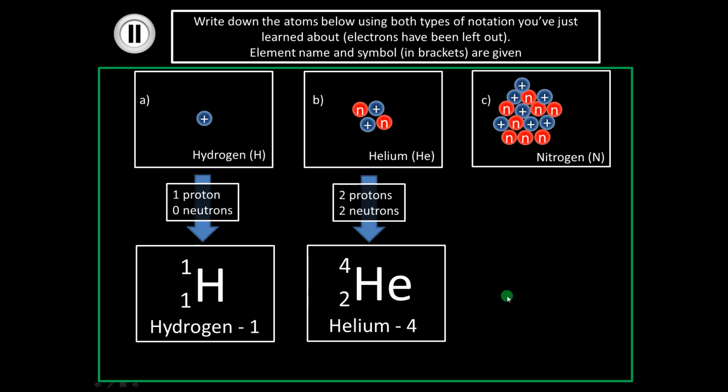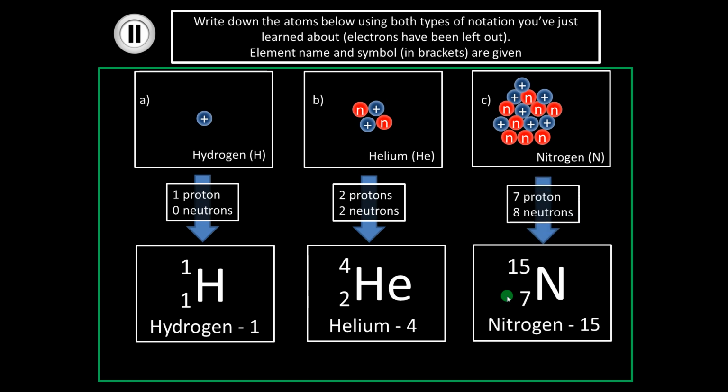And finally, this nitrogen example over here. Well, if you count carefully, we've got 1, 2, 3, 4, 5, 6, 7 protons, which makes it nitrogen. And in this case, 1, 2, 3, 4, 5, 6, 7, 8 neutrons. So add those together to get our mass number of 15, and the 7 protons go down there into the atomic number. So that's nitrogen 15.